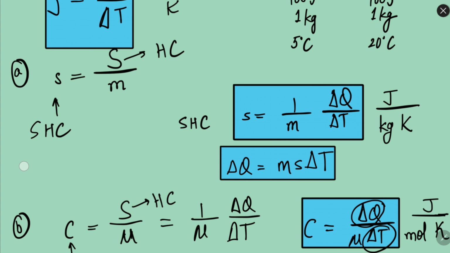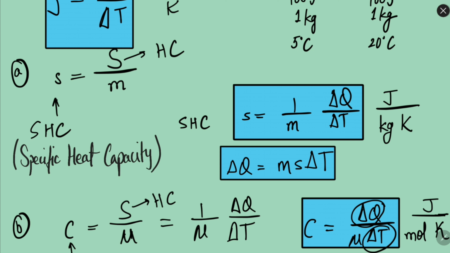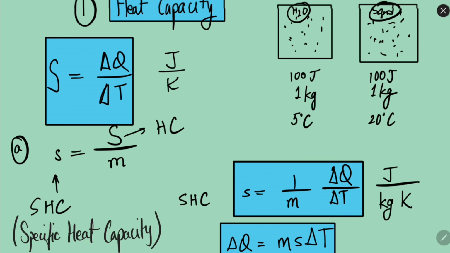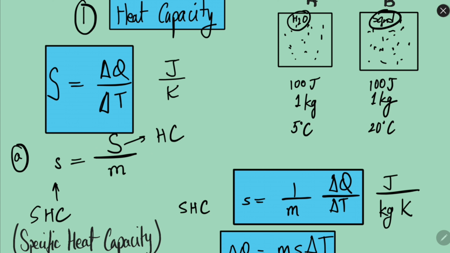Specific heat capacity is quite simple to understand. It is heat capacity per unit mass. If we want to calculate the amount of heat required for 1 kg or 2 kg of an object, then we can divide it by the mass and we will obtain the specific heat capacity. Heat capacity per unit mass.